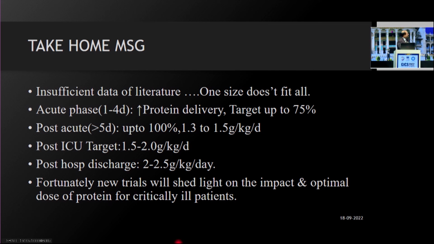So for that, in the acute phase, we can arbitrarily give increased protein delivery targeting up to 75%, whereas in the post-acute phase, considered as more than 5 days, up to 100%, we can go 1.3 to 1.5 grams per kg per day. If it is the post-ICU target, we can go up to 2 grams per kg per day. Post-hospital discharge, when the patient is in the recovery phase, he requires a larger amount of protein, like 2 to 2.5 grams per kg per day. Hopefully, new trials will shed light on the impact and optimal dose of protein for critically ill patients.